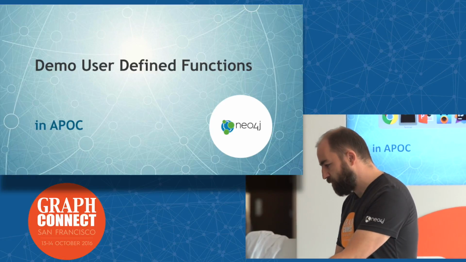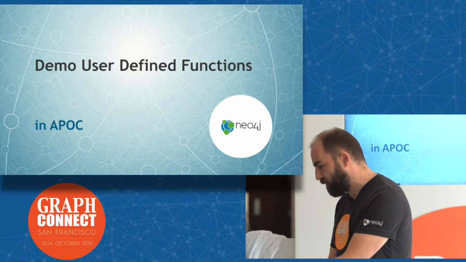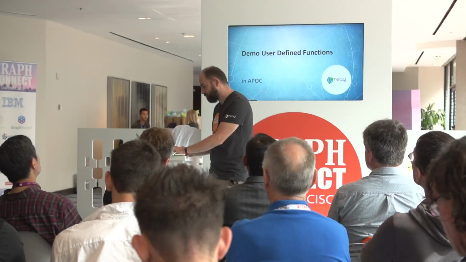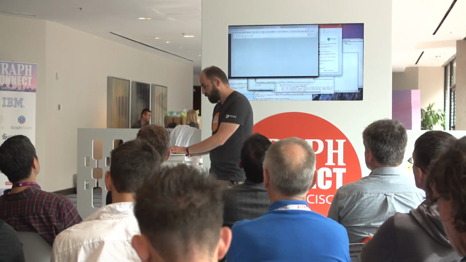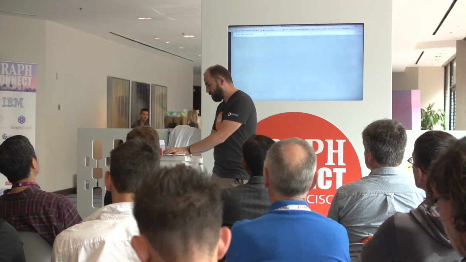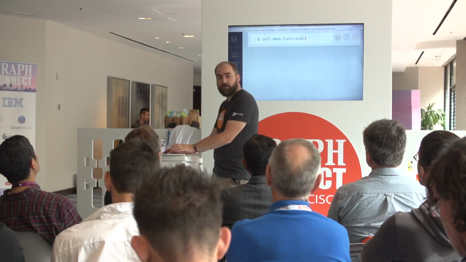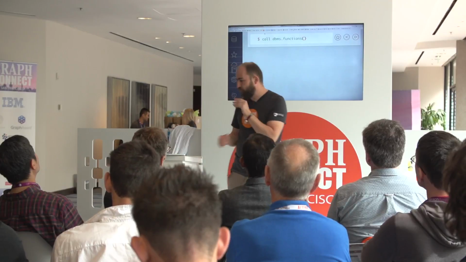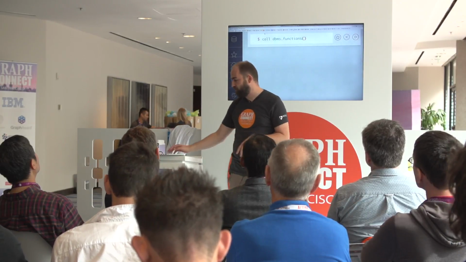That's it for the overview, and the next thing that I want to show you is a demo. Let me make this a bit bigger. Can you read it, everyone? Okay, cool. So there's a new procedure in Neo4j 3.1, which is called dbms.functions.